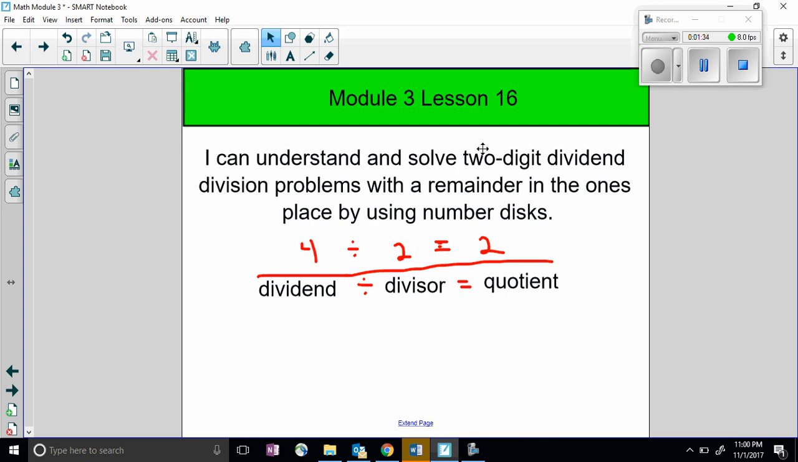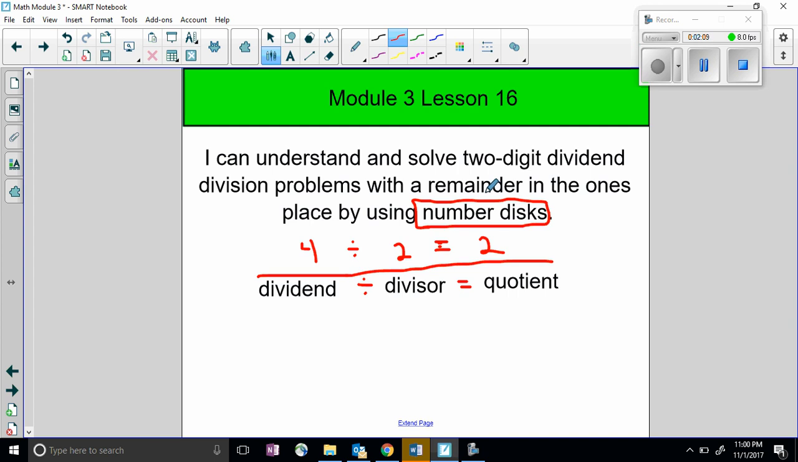I can understand and solve two-digit dividend divisor problems with a remainder in the ones place value by using number discs. So note that our main idea here is number discs. And that's okay, but we're going to be learning 2 methods, the number disc and long division, but please be aware on what our I can statement is focusing on.